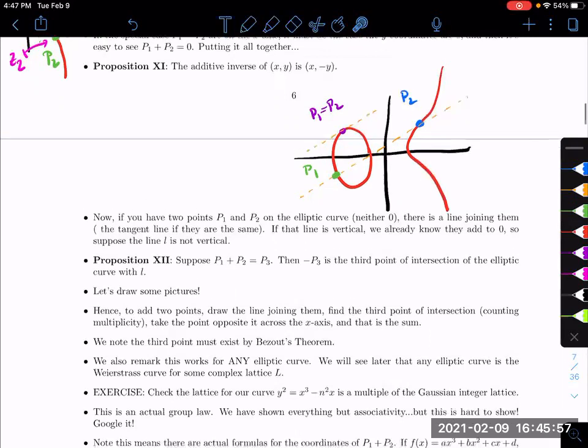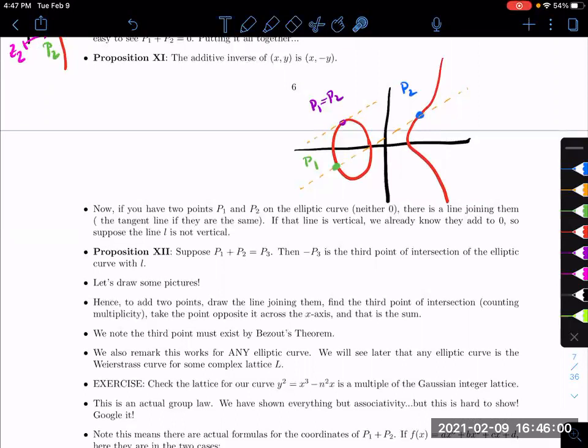Okay, so proposition. Let's suppose the sum of P1 and P2 is P3. Then it turns out negative P3 is the third point of intersection of the elliptic curve with L, where L is this line. Now you might say, first of all, what the heck did you just say? What does that mean? Second of all, how do you know there's a third point of intersection?